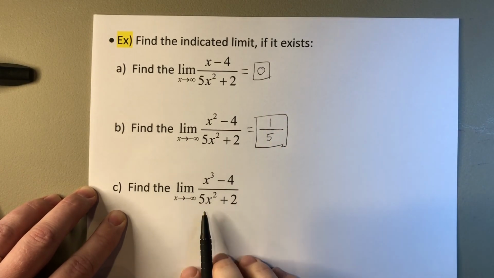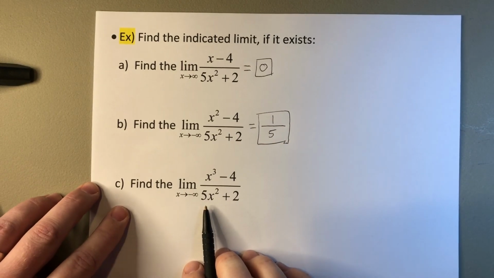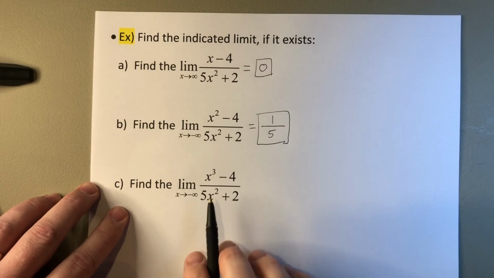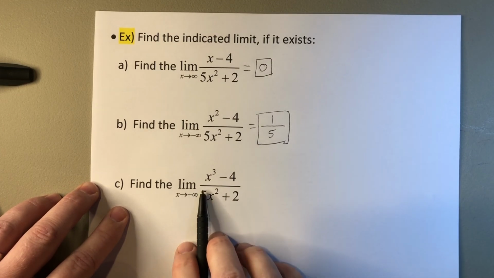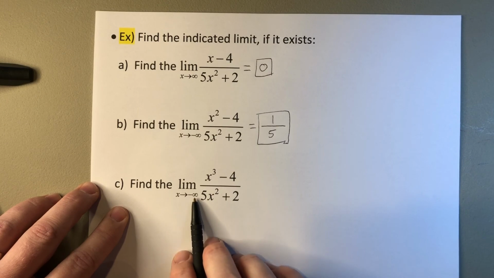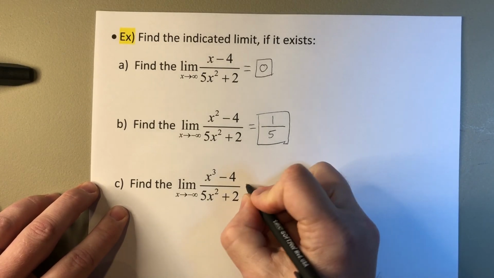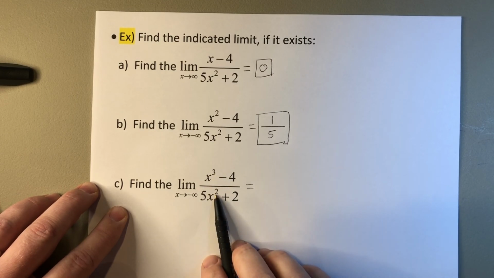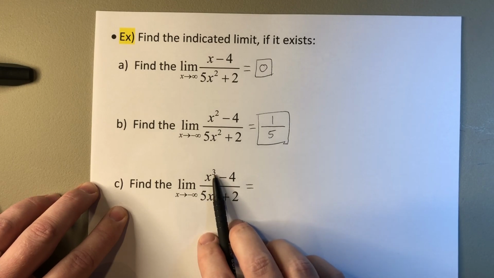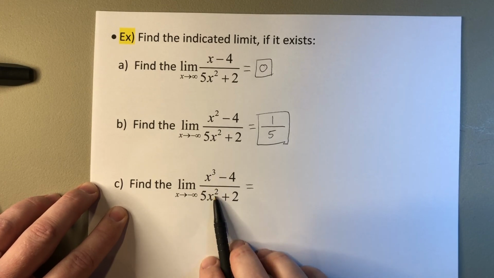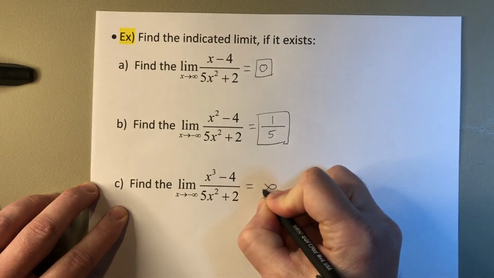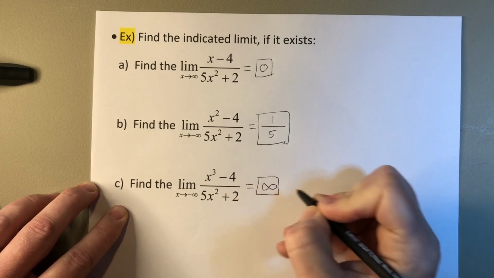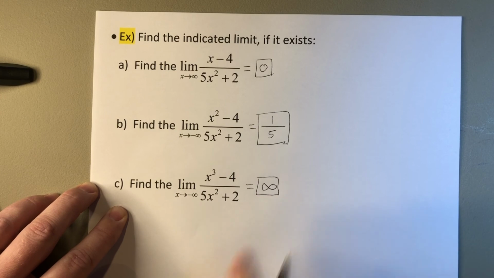Okay. Our final example from section 9.1 is right here. The limit of this rational function as x approaches negative infinity. Well, look at the degrees, folks. The degree on the top, 3, is greater than the degree on the bottom, 2. Because the degree of the top is greater than that of the denominator, the answer will be infinity. Now, what this really implies is that the limit does not exist.